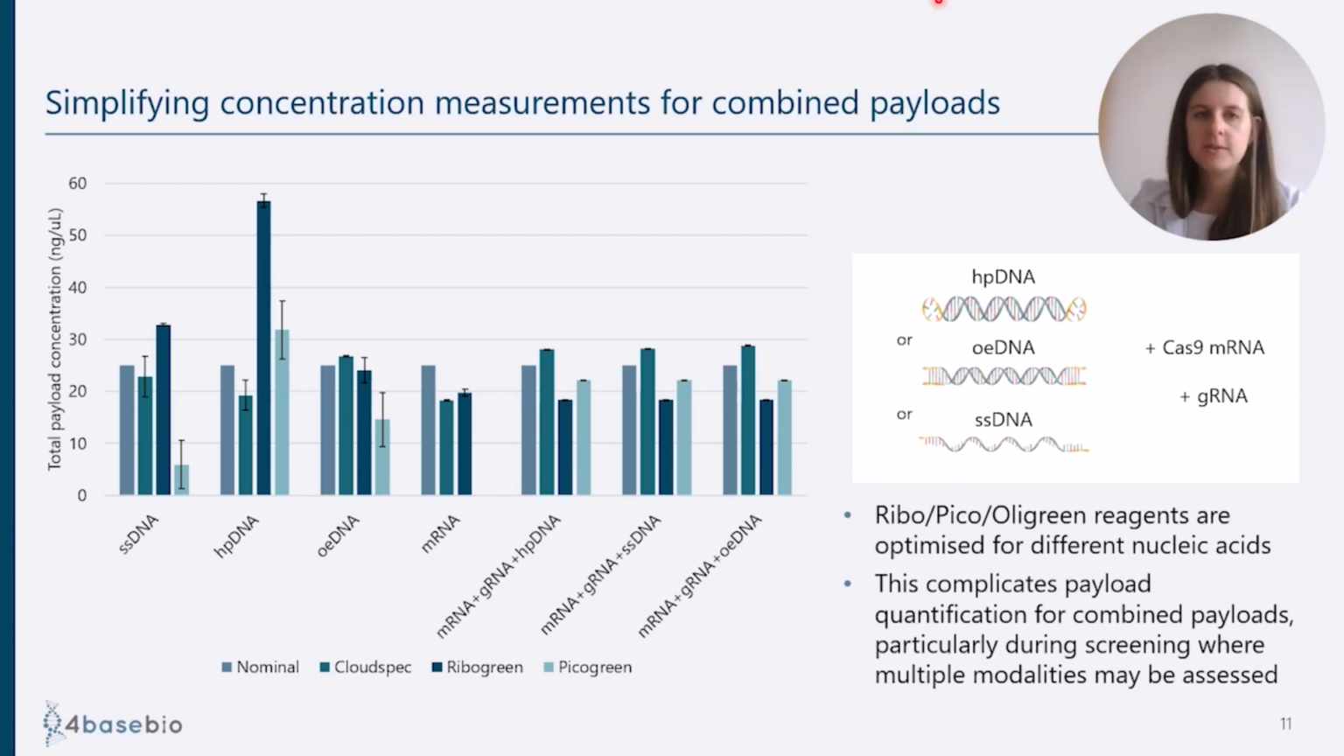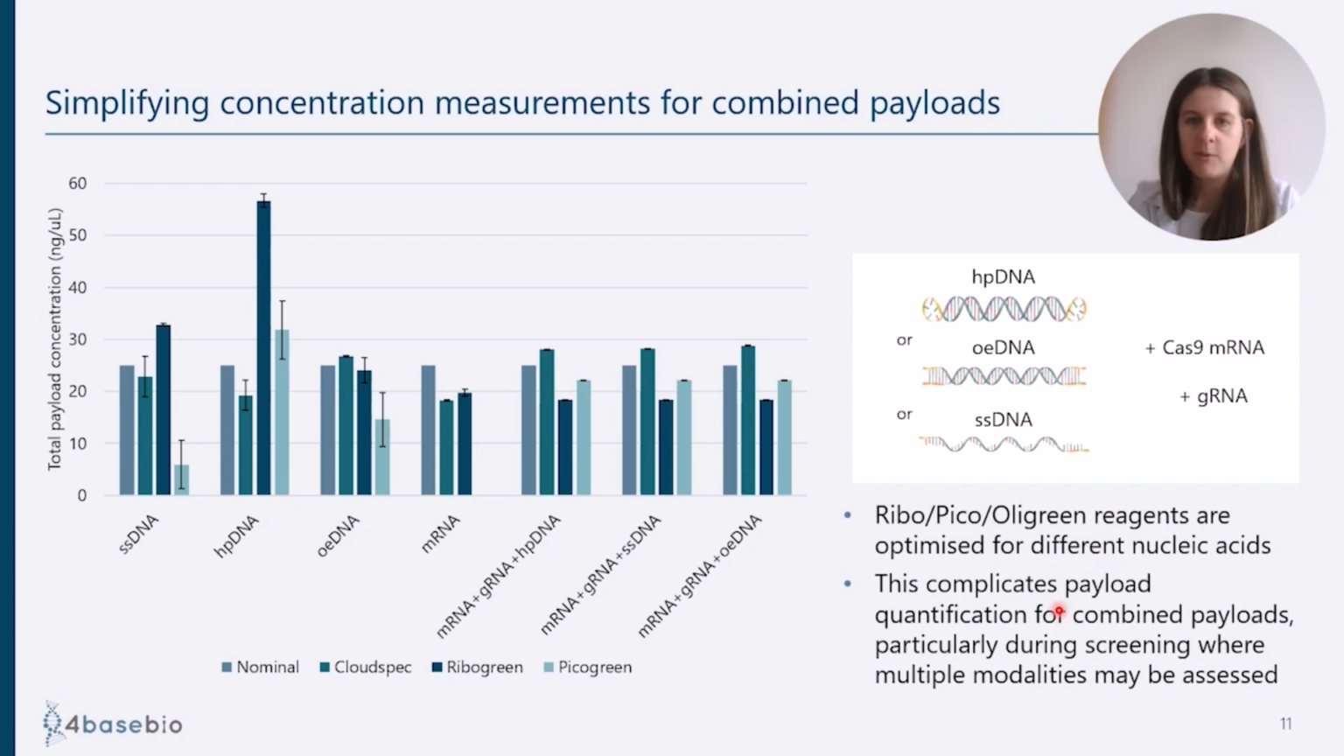We've also found the CloudSpec really useful for when we have combined payloads. So we often are looking at different types of DNA modality, but we also encapsulate those in combination with a Cas9 RNA and a guide RNA. Now, there's different reagents depending on the nucleic acid that you use. So RiboGreen is really optimized for mRNA compared to PicoGreen, which we prefer for double-stranded DNA. And for single-stranded RNA, you also have an OliGreen reagent as well. In fact, single-stranded DNA doesn't work for things like the PicoGreen at all.